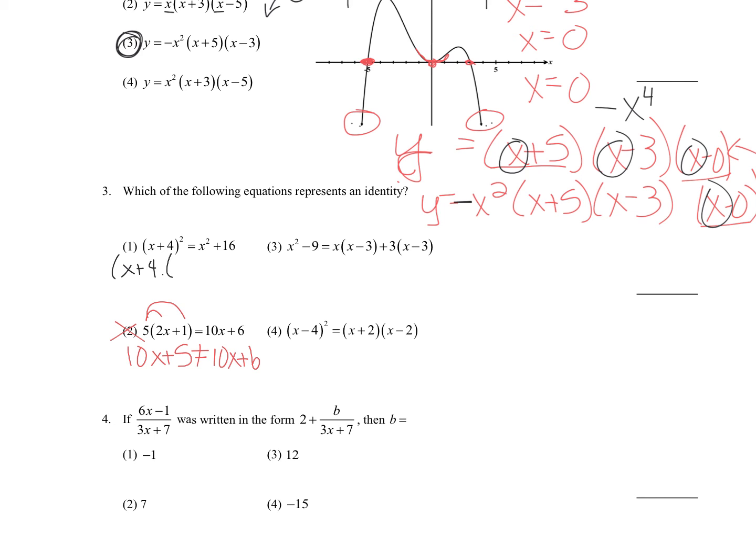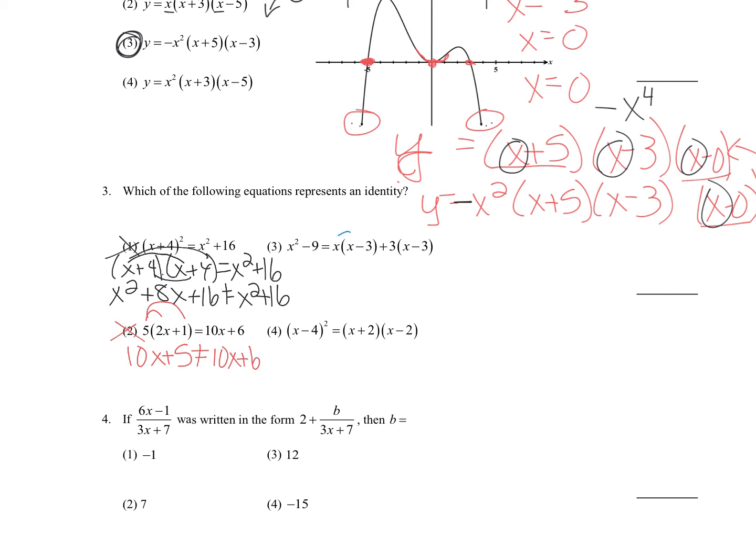Looking at this one, I need to write it twice. x plus 4, because we have addition, so I can't use the distributive property of exponents over addition. If I multiply this out, I'm going to get x squared plus 4x plus 4x plus 16, and that's not equal to x squared plus 16. So that one's also out.